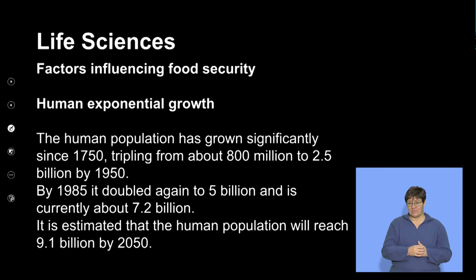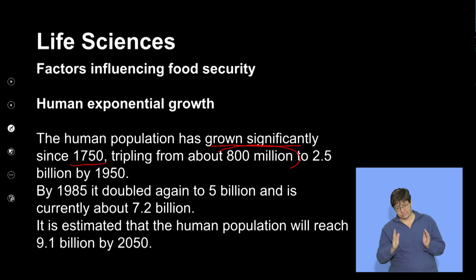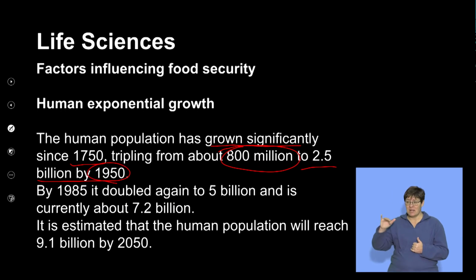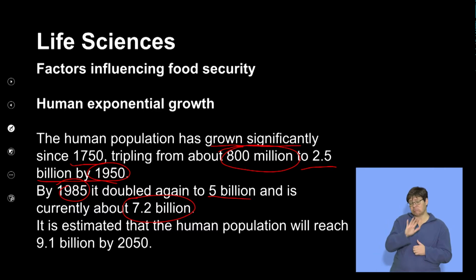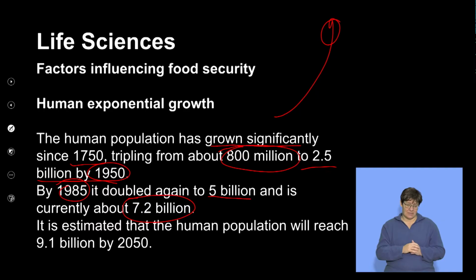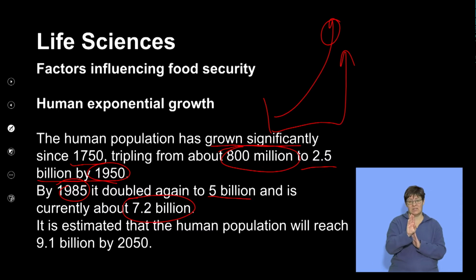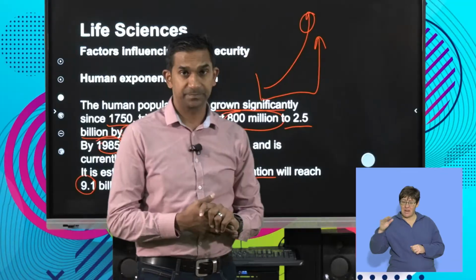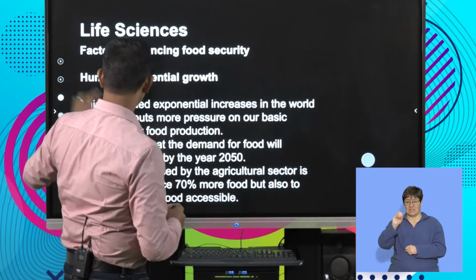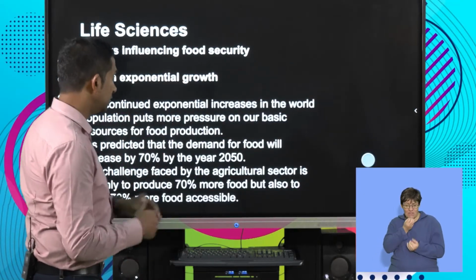So the human population has grown significantly since 1750. And as I mentioned, there's about 800 million to 2.5 billion by 1950. By 1985, it had doubled to 5 billion, and then we saw that it's currently around 7.2 billion. And so that can be illustrated as a significant increase in a short span of time, and that is what we refer to as exponential growth. It is estimated that the human population will reach about 9.1 billion by the year 2050. So that is a concern in terms of our access to food and sustaining healthy nutritional requirements.